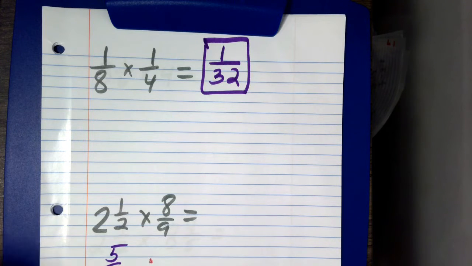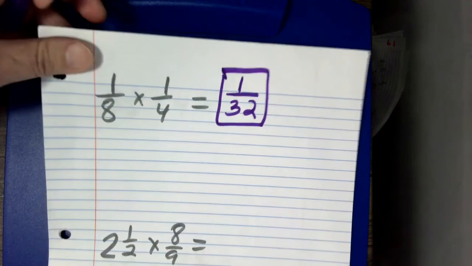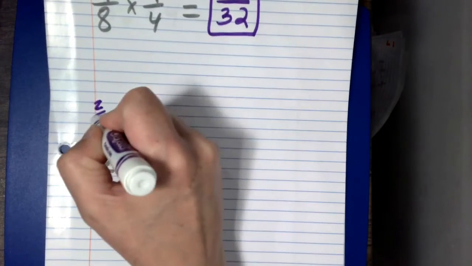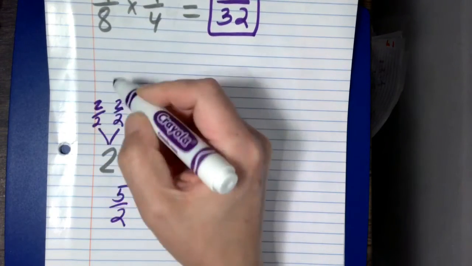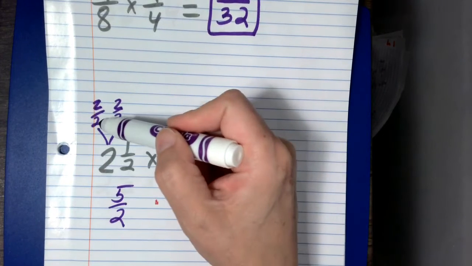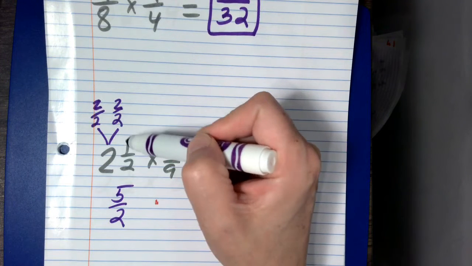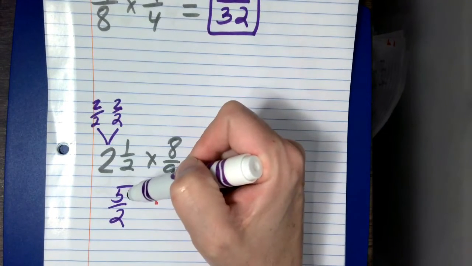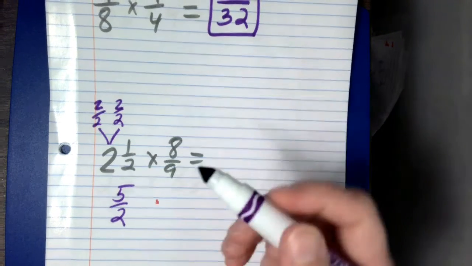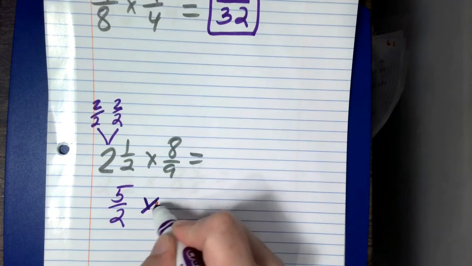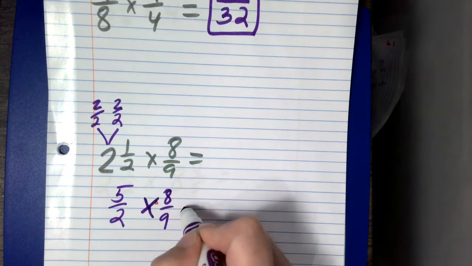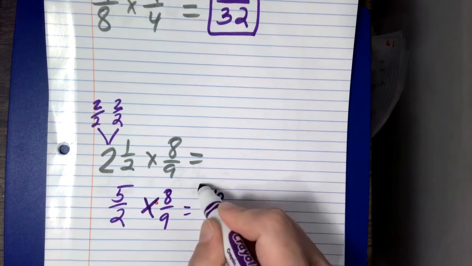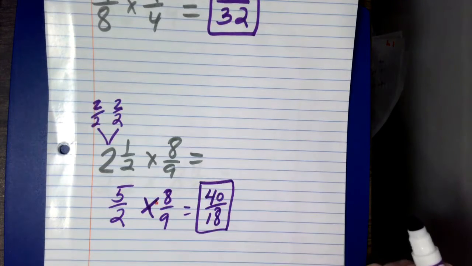And for those of you that are confused about how I got that 5/2 and what I did, the 2 can end up being 2 over 2, and 2 over 2 will each be equal to 1. So this is 1 and 1 plus 1/2. So we have 2, 4, 5, and that's our numerator, and then our 2 in the bottom is our denominator. We're going to multiply that by 8/9 and get the answer of 40/18. So that's the start of my answer.